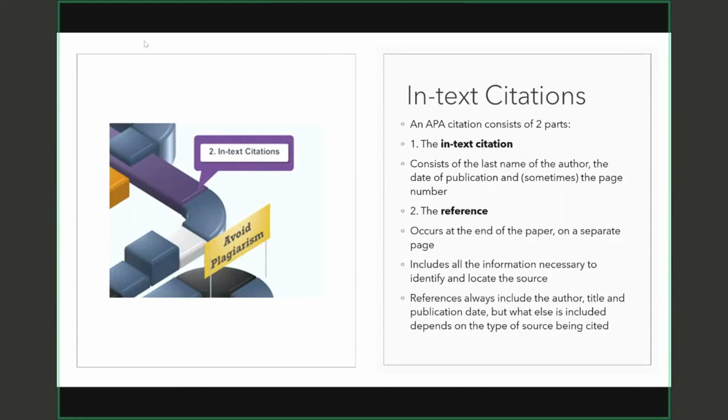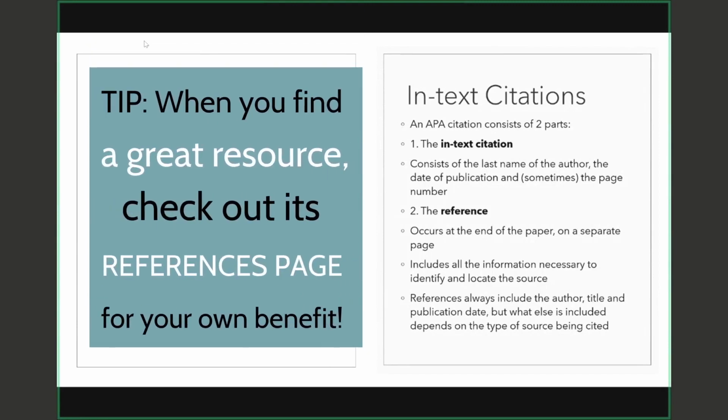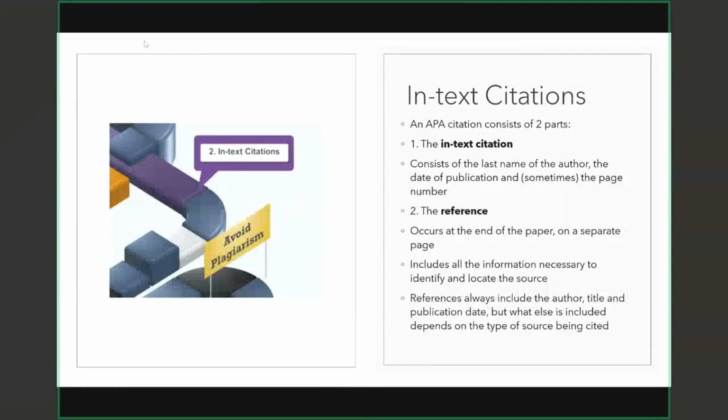Your in-text citation always needs to include reference to the author's last name and the date of publication. If it's a direct quote, you also need to include the page number or the paragraph. The references page occurs at the very end of your document on a separate page. And it provides all the information necessary for your reader to find your resources. A little tip for you, if you find a really great and relevant resource and you want to find more like it, use that resource's references page, which you'll be able to mine for other great resources.